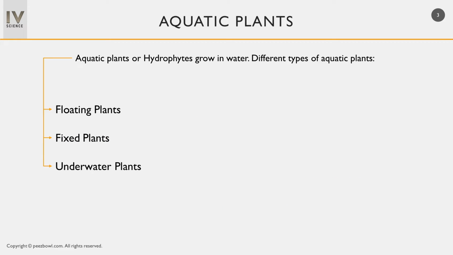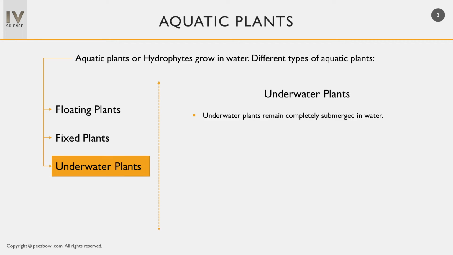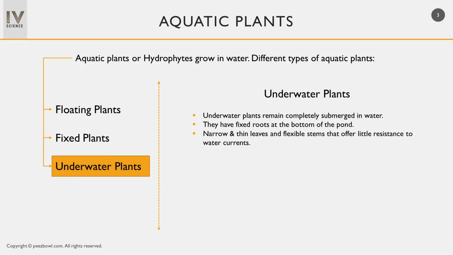The third type of aquatic plant is underwater plants. Underwater plants remain completely submerged in water. They have fixed roots at the bottom of the pond. These plants have narrow and thin leaves.